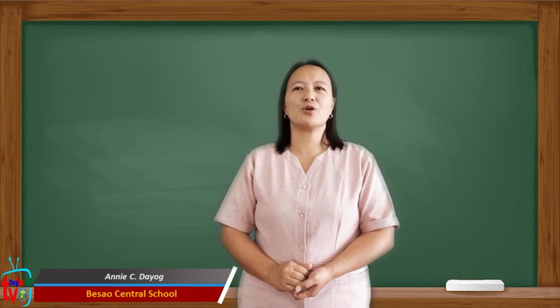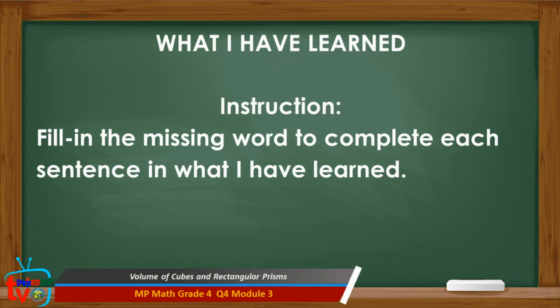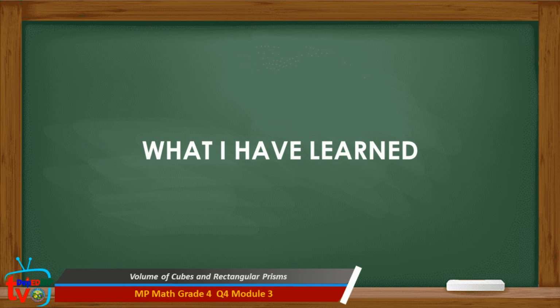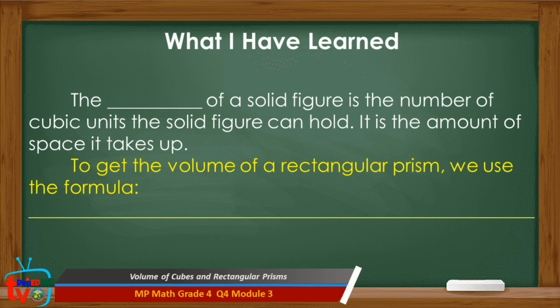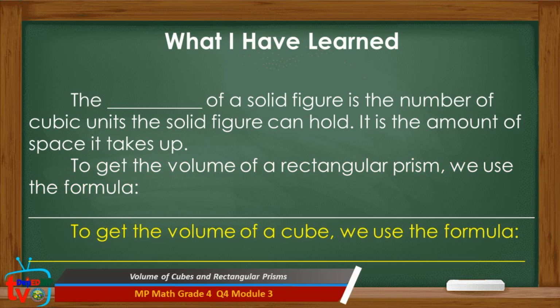Open now your module on page 11 and fill in the missing word to complete the sentences in what I have learned. The blank of a solid figure is the number of cubic units the solid figure can hold. It is the amount of space it takes up. To get the volume of a rectangular prism, we use the formula blank. To get the volume of a cube, we use the formula blank.